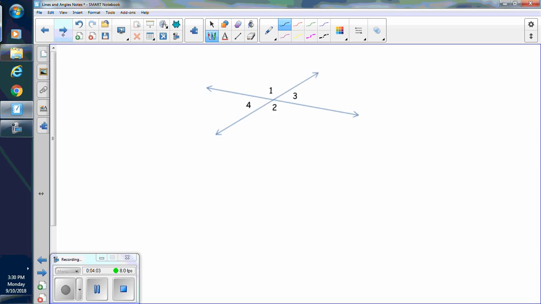Now some other familiar words for us. In this particular picture, we have two different types of angles we've discussed so far. We have vertical angles. In this particular picture, vertical angles are angles 1 and 2 are vertical, and also angles 3 and 4 in this picture are vertical. If they're numbered differently, it's not always going to be 1 and 2 and 3 and 4.